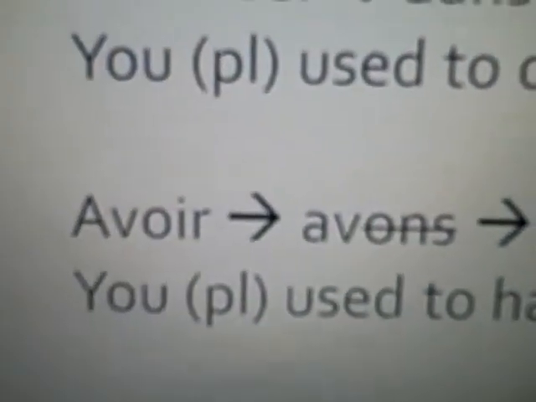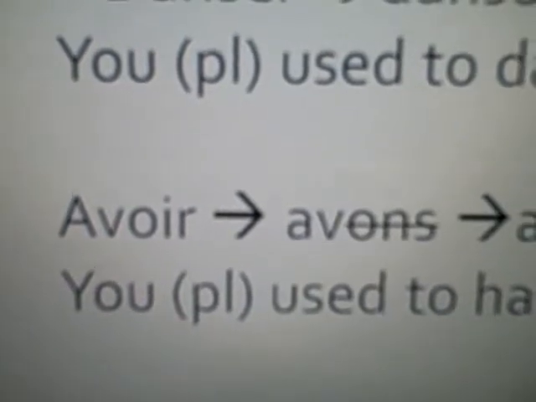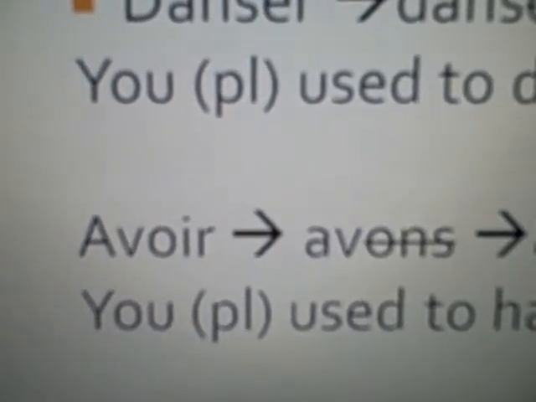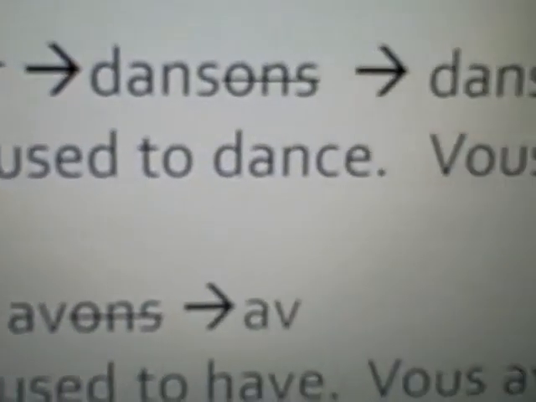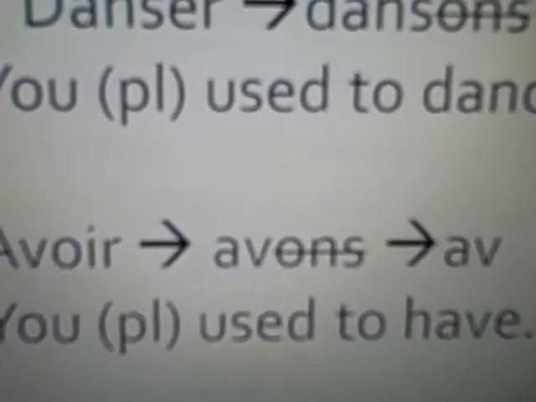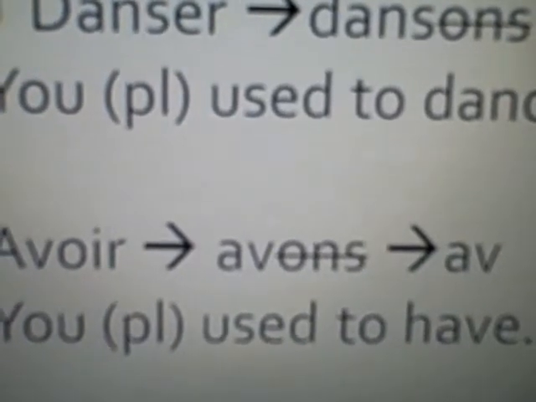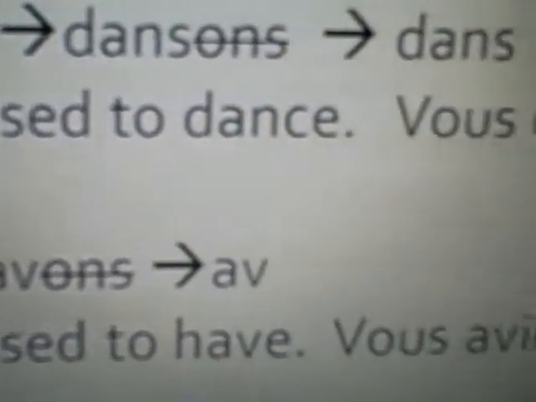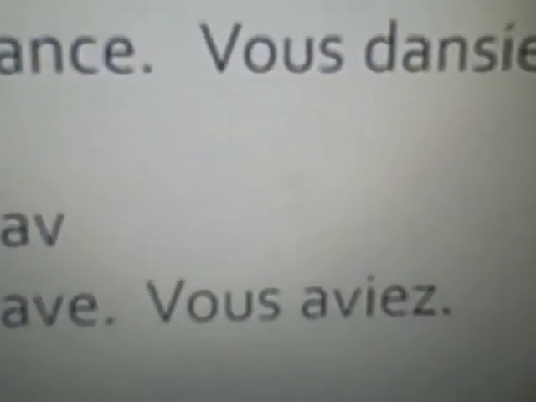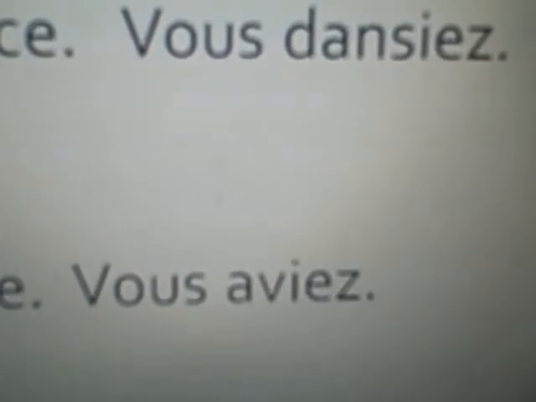The verb avoir is irregular. Fortunately, it's not really irregular in the imparfait. Its nous form is avons. I take off the ons and I have just av left. So if I have a sentence like you, plural, used to have, you plural still vous, my stem is av, I add my iez because the subject is vous. You end up with vous aviez.